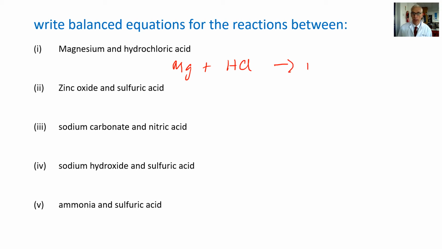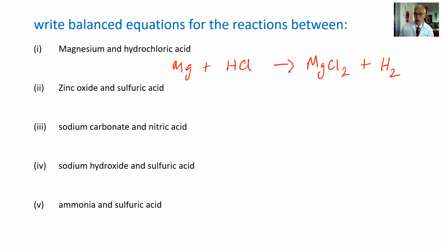Well, that would be magnesium chloride. I need to know the formula of magnesium chloride. Magnesium is a 2+ ion, chlorine is a 1- ion. You've got to go through that and be secure with all of that. And the other product is, of course, hydrogen gas. So I now need just to balance that equation. Having written out the correct formulae for the correct products, I now need to balance.